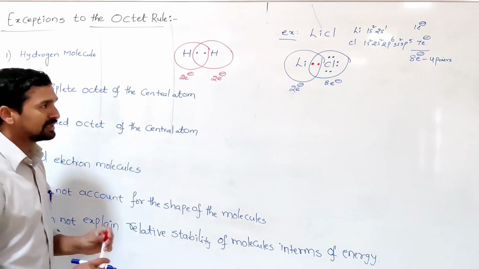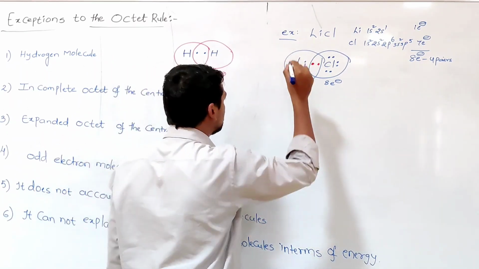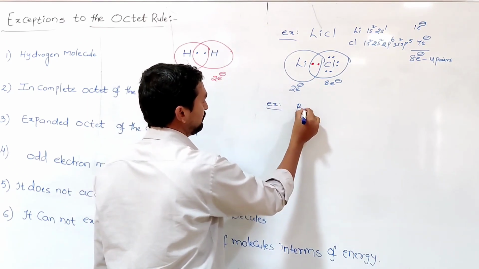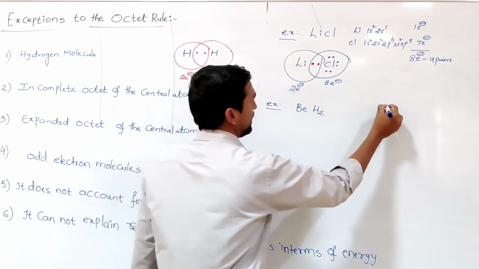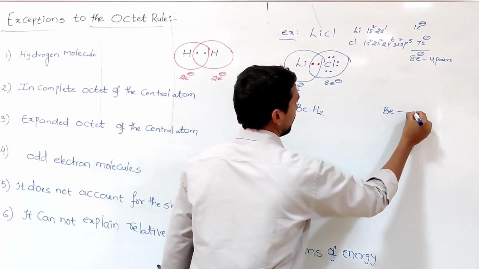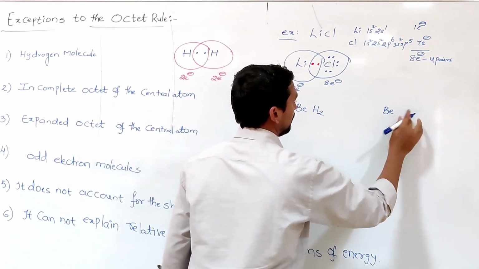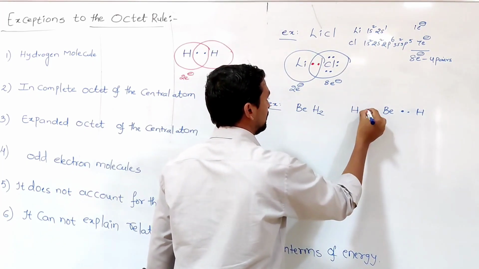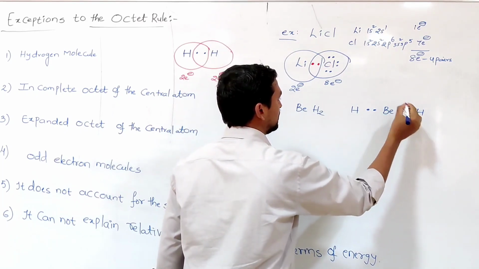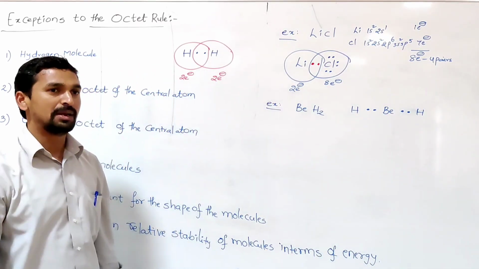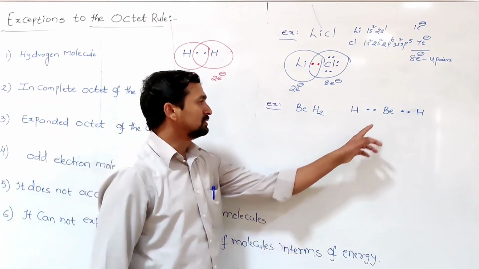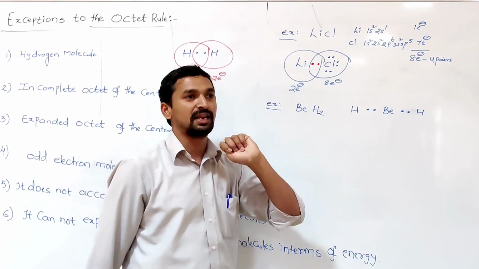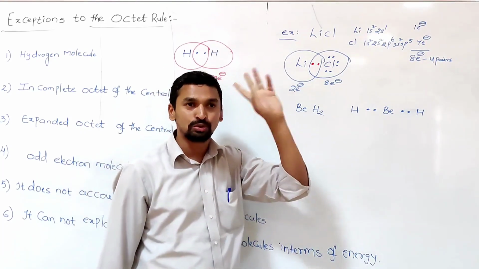Not only this one, let us take another example: beryllium chloride or beryllium hydride, BeH2. In this case also, hydrogen and hydrogen are bonded with beryllium by single bonds. Because beryllium belongs to the second group, it has only 2 valence electrons. In the case of hydrogen, 1 and 1. Totally 4 valence electrons. 4 valence electrons means 2 pairs.